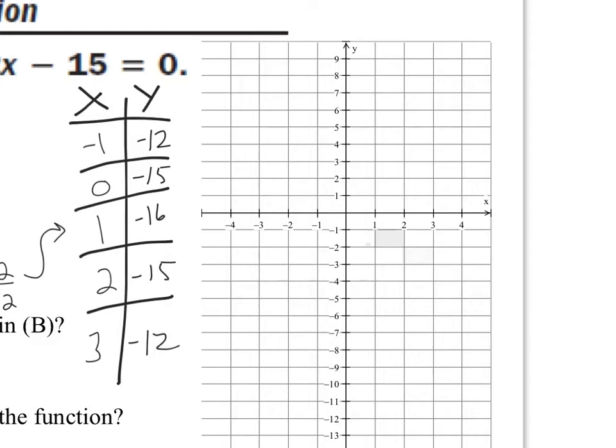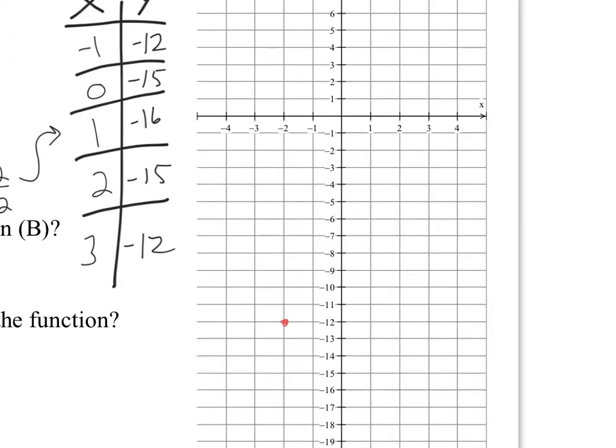Let's see, over 2 down 12. That's going to be a dot right there. Over negative 1, or over 1 to the left, excuse me, and down. You know what? I goofed up. This should not be over 2 down 12. My eraser's not working. Let me try this again. Okay, here we go. It should be over 1 down 12. Sorry about that. 0 is negative 15, and then over 1 this way, and down 16. And then over 2 and down 15, and over 3 and down 12.